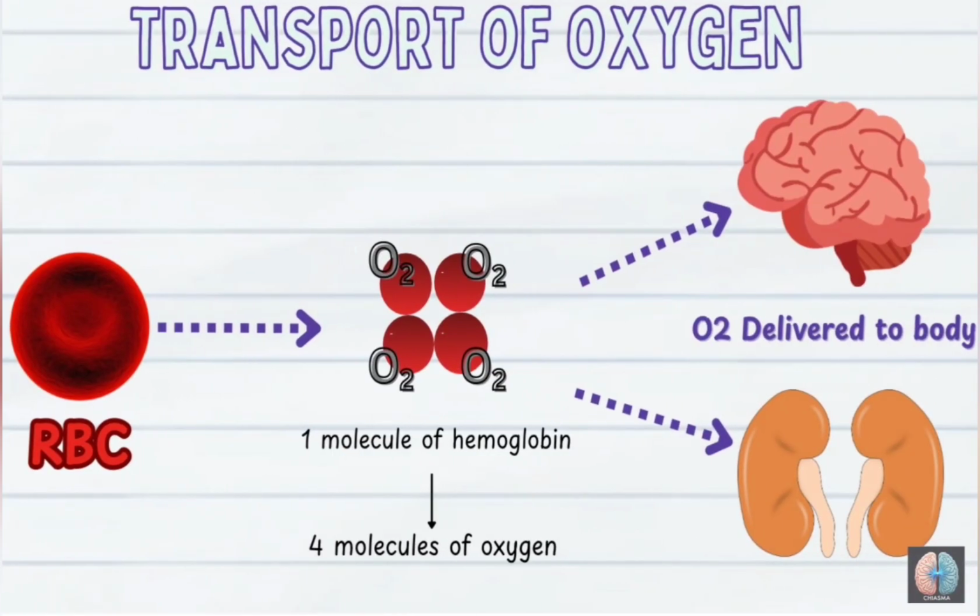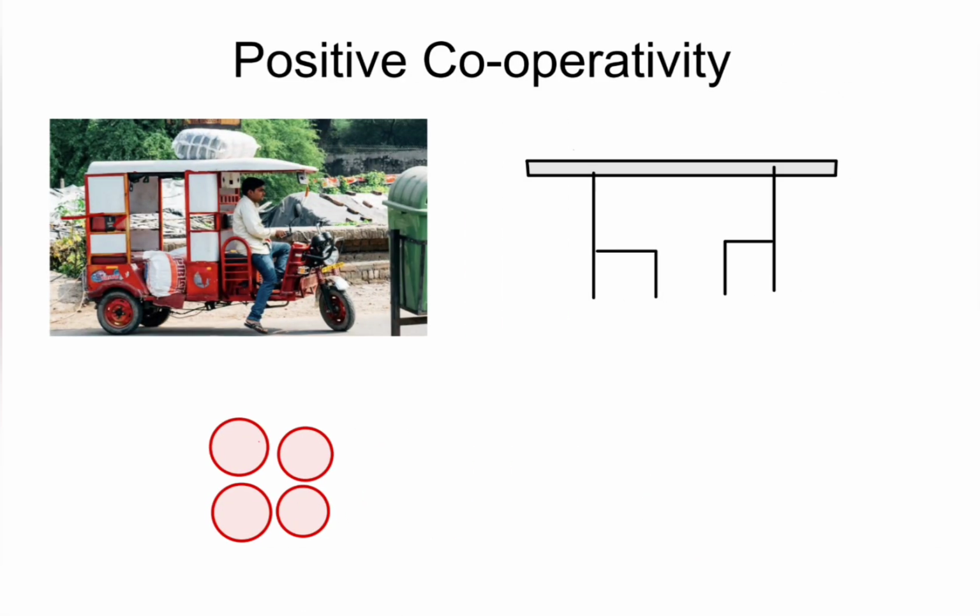Alright, so this one molecule of hemoglobin is carrying 4 molecules of oxygen, and finally it delivers them at the level of tissues. Okay, next we are going to talk about a very important concept of positive cooperativity.